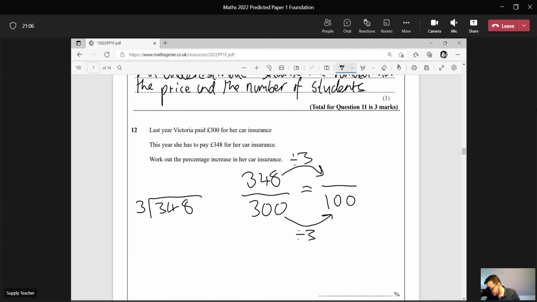So how many 3's go into 3? It's 1. How many 3's go into 4? It's 1, remainder 1. And how many 3's go into 18? Oh sorry, how many 3's go into 18 is 6. So there we go. All right, so this is 116. And then you can tell that because 100 is the whole thing, this is going to be a 16% increase. Okay, so that's just 116 minus 100, 16, to give you that.